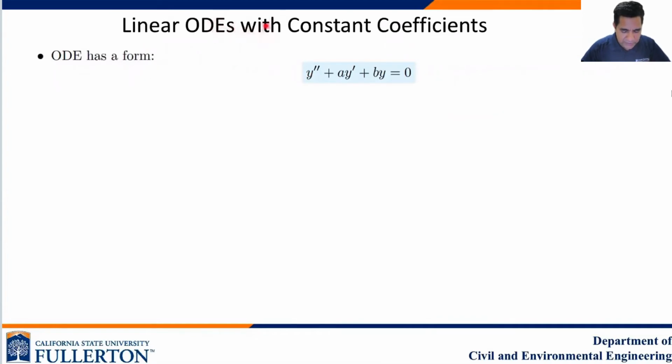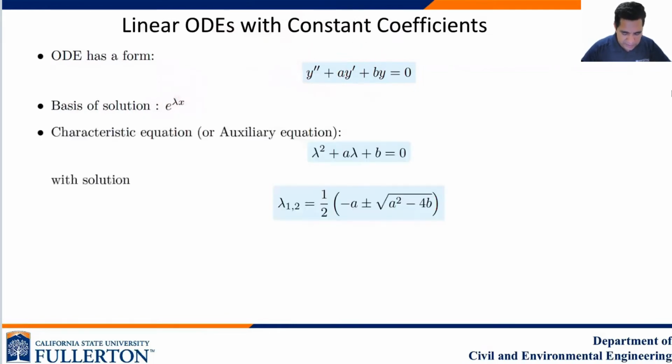So linear ODEs with constant coefficients, meaning now A and B are constants, they're not a function of x. If that is the case, we can write a characteristic equation, assuming the basis of solution is some e to the power lambda x. If I substitute e to the lambda x in this equation, what we get is a characteristic equation, which is lambda squared plus a lambda plus b.